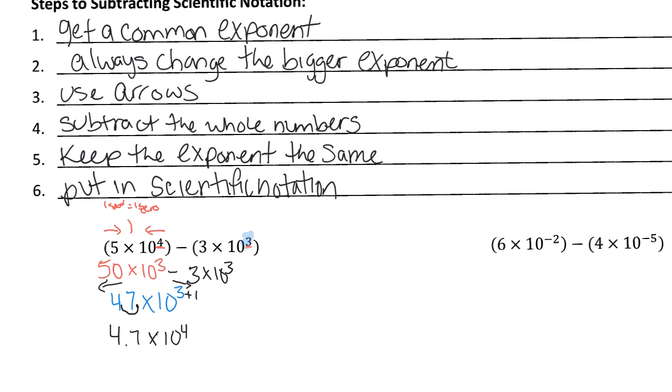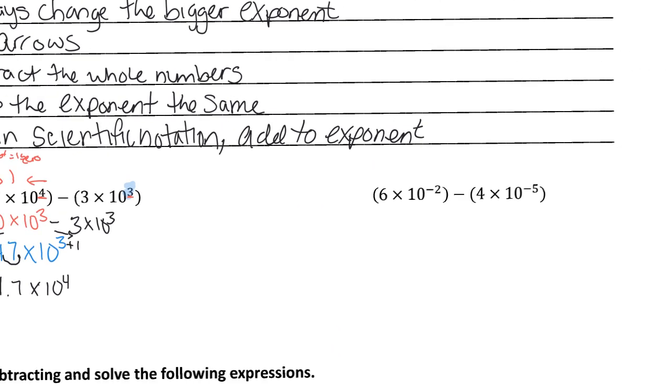So when you put it in scientific notation, let's say add to exponent. Maybe that'll help. That should be really the only difference from adding. Adding scientific notation does the same thing. But yeah, okay, let's look at the next example.